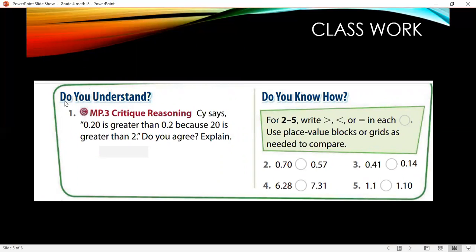Let's look at classwork. Do you understand? Psi says that 0.20 is greater than 0.2 because 20 is greater than 2. Do you agree? Explain your answer.